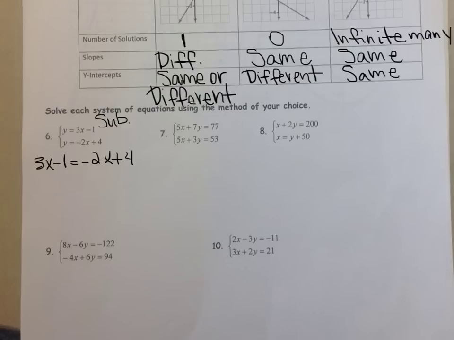Now here we're going to solve for x. That's going to be 5x equals 5. X equals 1. I go ahead and plug in my x value for x here to one of the original equations. 3 times 1 minus 1. 3 minus 1 equals 2. Your final answer is 1, 2.